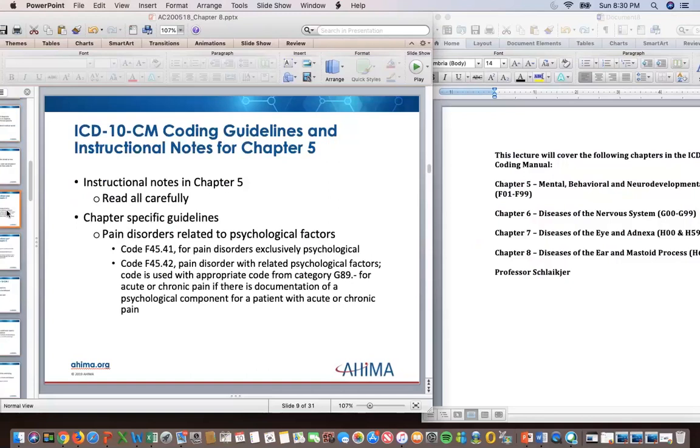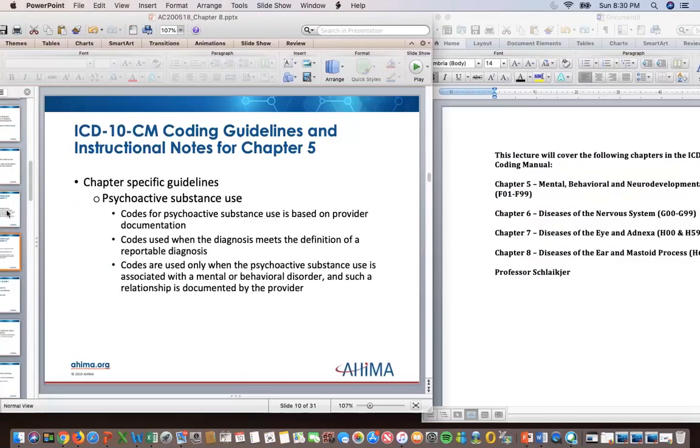Okay, so let's take a look at what we are going to be doing this week. Instructional notes in Chapter 5, read all very carefully. As we've reviewed 4 of the chapters, Chapters 1, 2, 3, 4, you know that there are chapter-specific guidelines that are related to all of the diagnoses. The first one is pain disorders related to psychological factors, F45.41. If you have your coding manual, just take a look at that code, and then F45.42 also pertains to that. For psychoactive substance abuse, the codes are based on provider documentation.